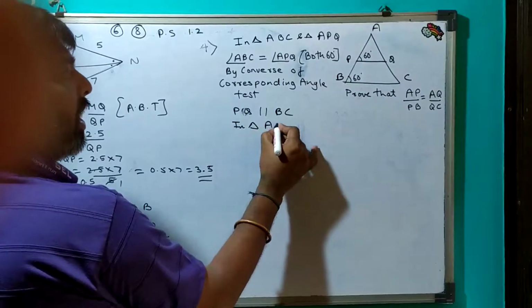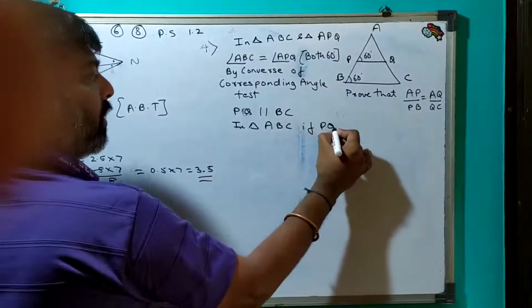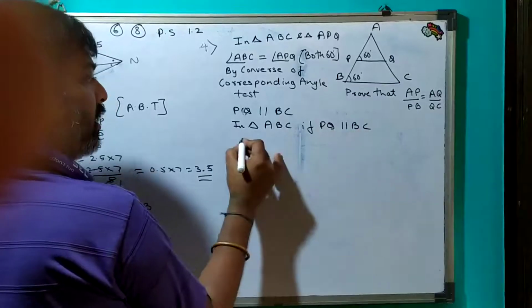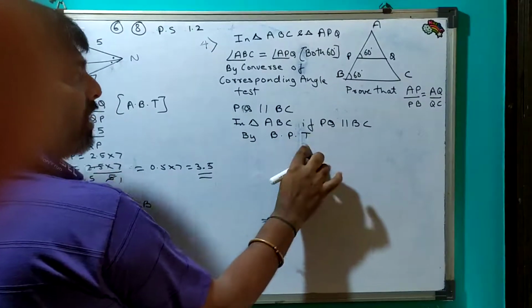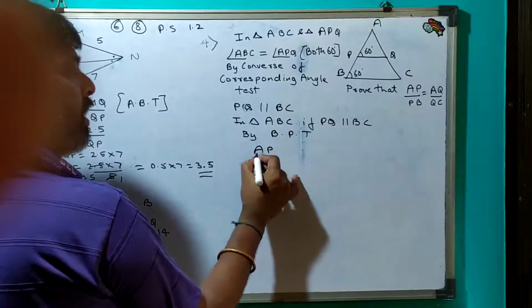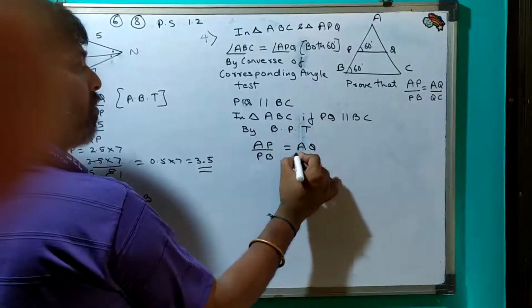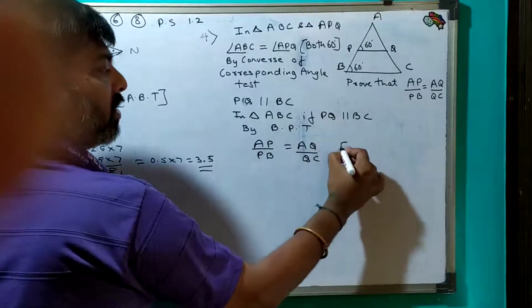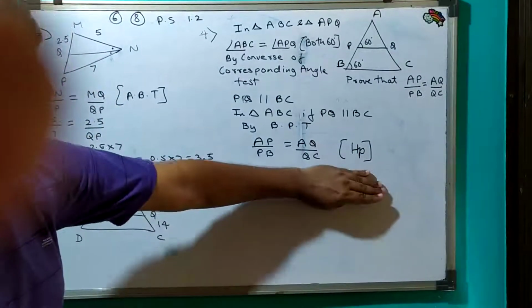in triangle ABC, if PQ is parallel to BC, by basic proportionality theorem, AP upon PB is equal to AQ upon QC. This we want to prove. Hence, proved. This is our proof.